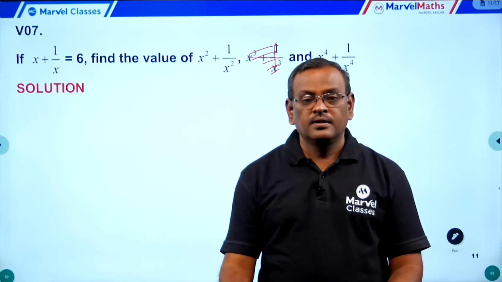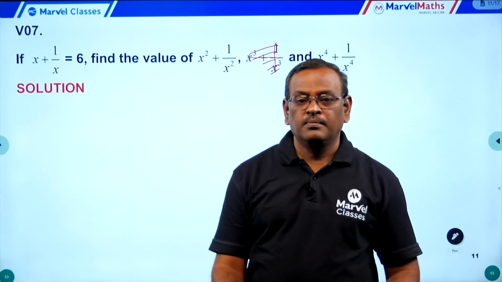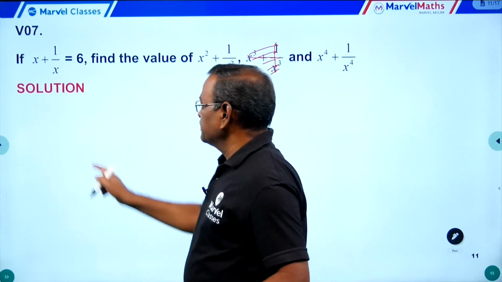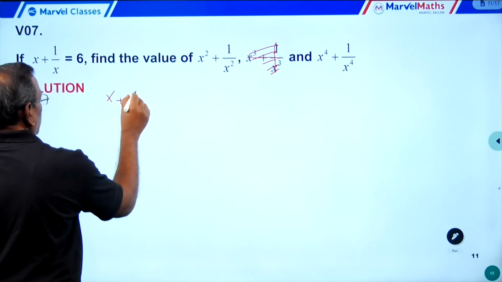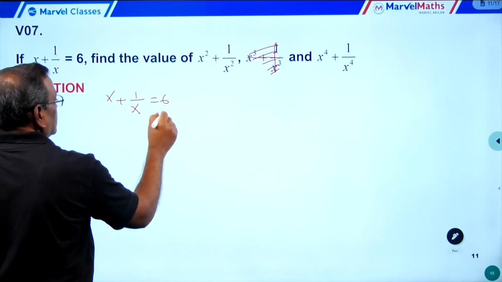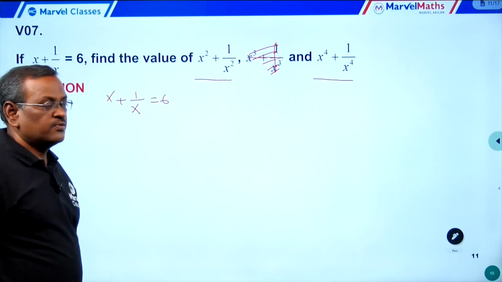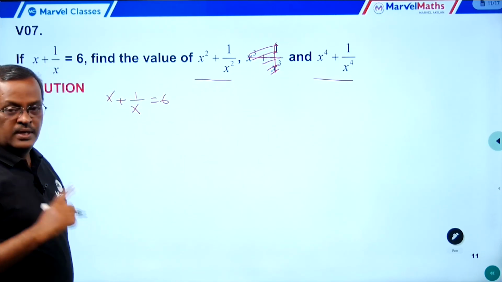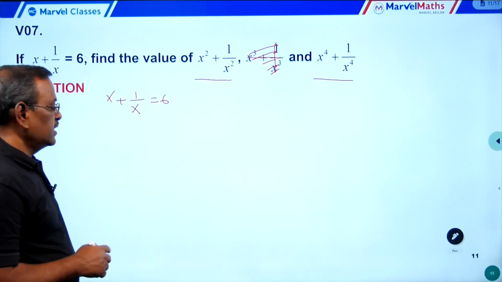Hello students, this is one of the very important questions using the square of binomial. The given data: x plus 1 by x equal to 6. Find x square plus 1 by x square and x power 4 plus 1 by x power 4. We will discuss x cube plus 1 by x cube in cube of binomial, that is another new concept.